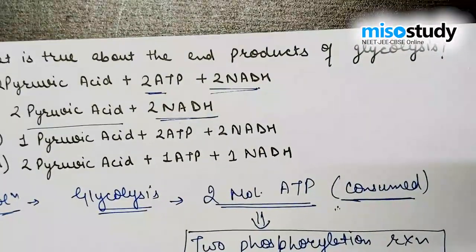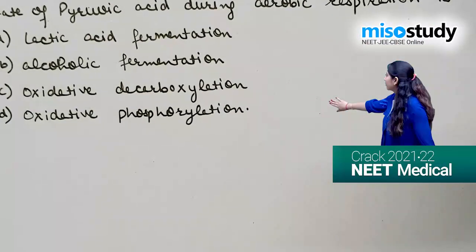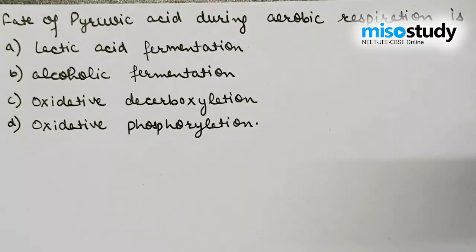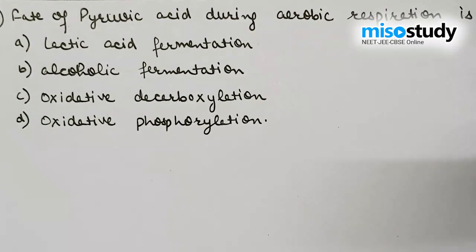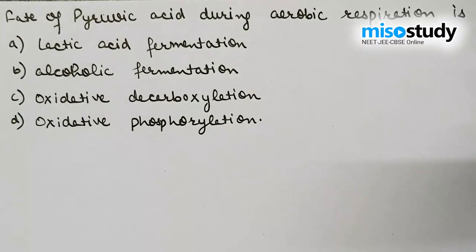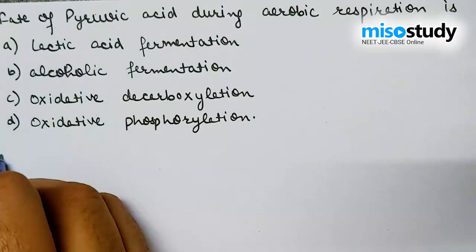Let's discuss the next question from respiration in the plants. That is, the fate of pyruvic acid during aerobic reaction is: option A, lactic acid fermentation, B is alcoholic fermentation, C is oxidative decarboxylation, and D is oxidative phosphorylation.